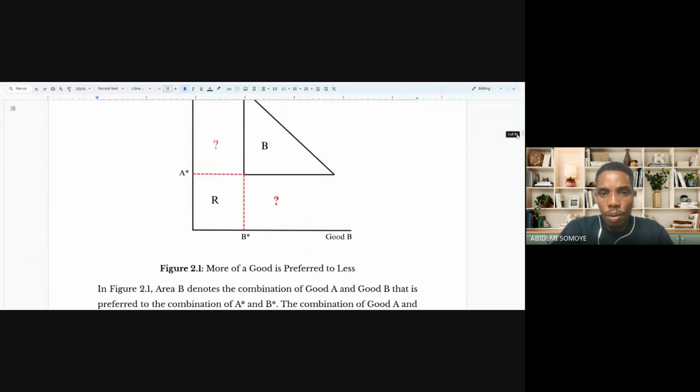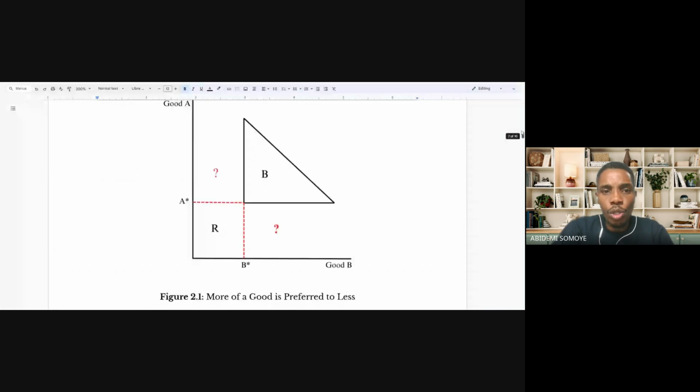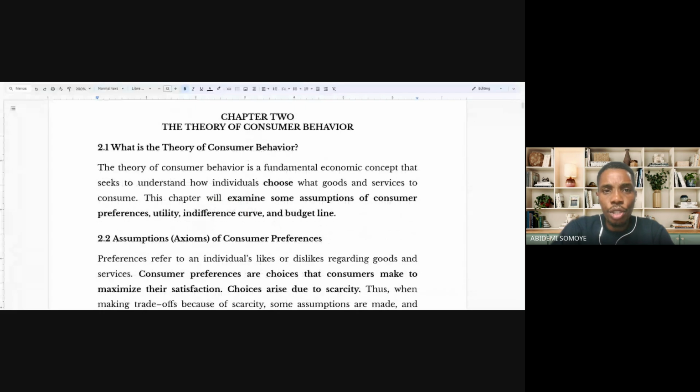All right, so from this point upwards, that satisfies non-satiation, or more is better. Now, remember in the beginning I said this chapter will examine some assumptions of consumer preferences. We've dealt with that. What are those assumptions? Completeness, transitivity, and more is better. Okay, you have some others, but I'll just give you these. These are kind of the most important ones to discuss.